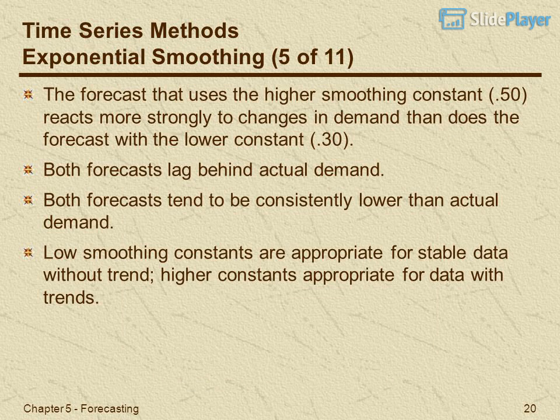The forecast that uses a higher smoothing constant, 0.50, reacts more strongly to changes in demand than does the forecast with a lower constant, 0.30. Both forecasts lag behind actual demand. Both forecasts tend to be consistently lower than actual demand. Low smoothing constants are appropriate for stable data without trend, higher constants appropriate for data with trends.